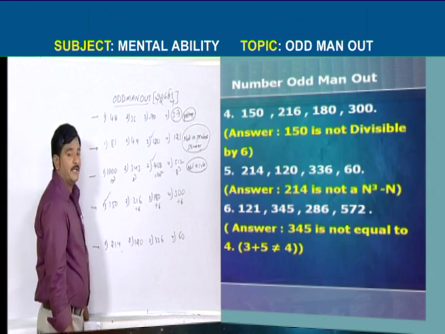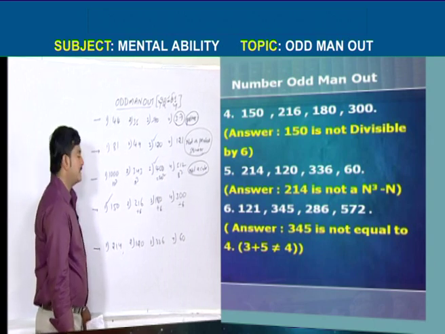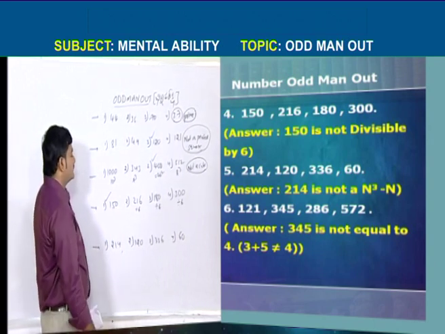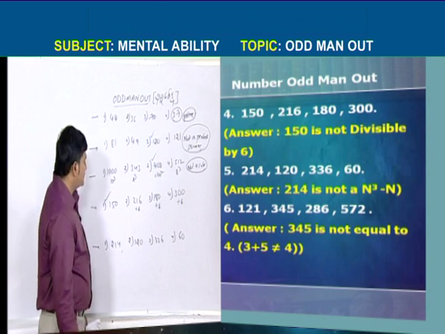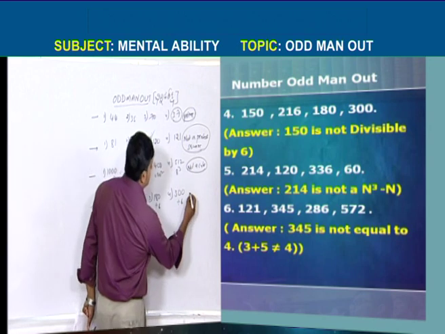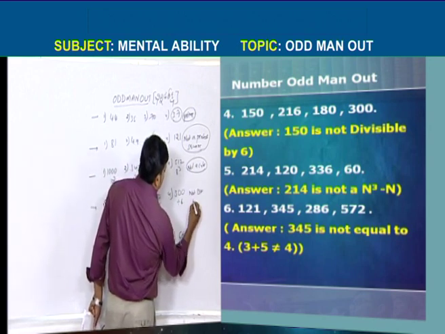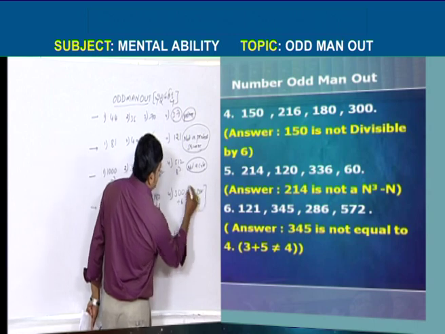No, 150 is not divisible by 6. Hence, the answer for this fourth question is the first option. The logic is not divisible by 6. I hope you understood the concept.